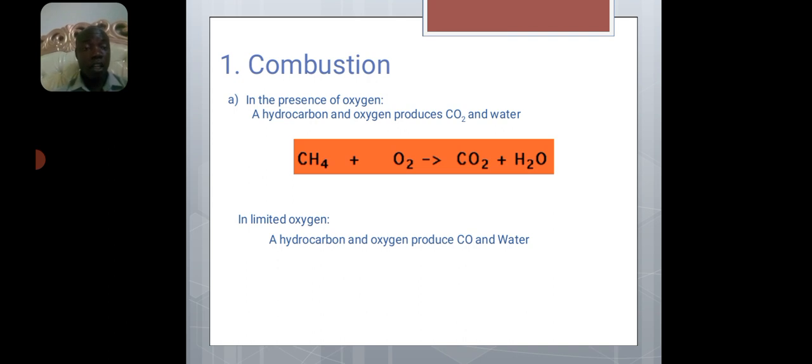But in the limited supply of oxygen, hydrocarbons generally react with oxygen to produce carbon monoxide and water. So carbon monoxide is CO, and water. So that is for the combustion reaction. Combustion reaction is one of the reactions of organic compounds, and for the purpose of this class, I'm going to look at the brief introductions of these reactions of organic compounds. It is brief, and we are going to look at them very well in depth later, including their mechanisms of action.